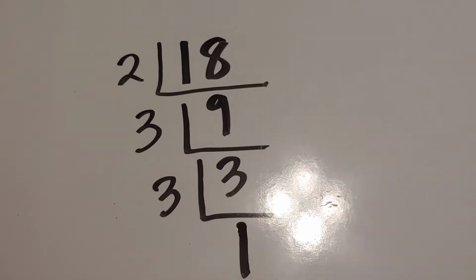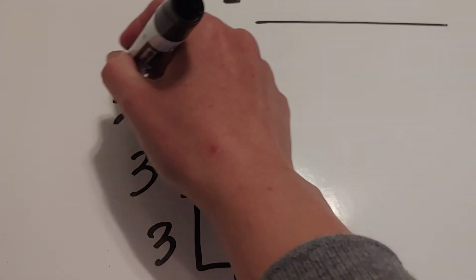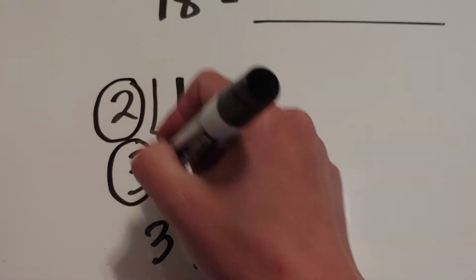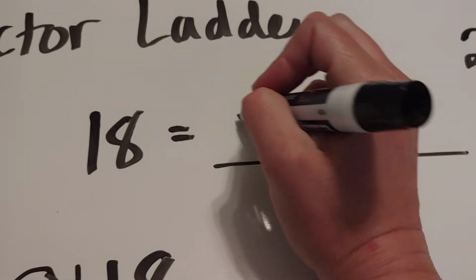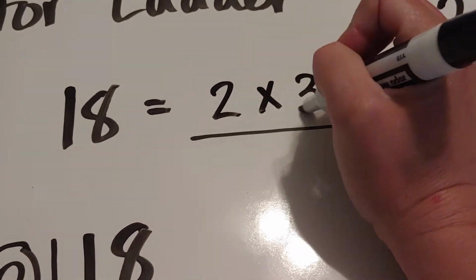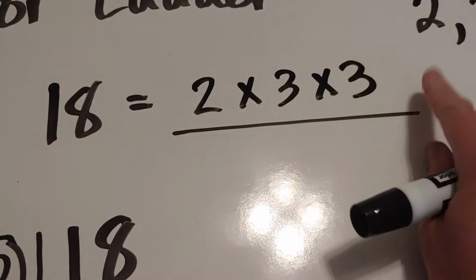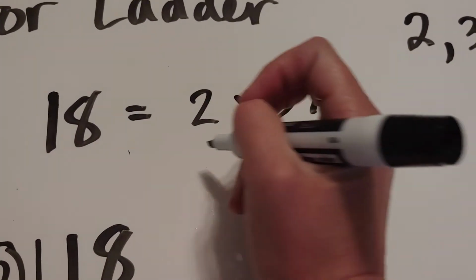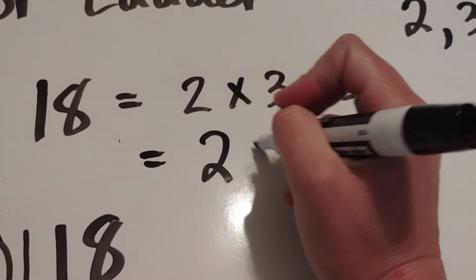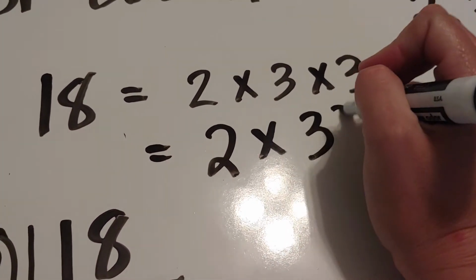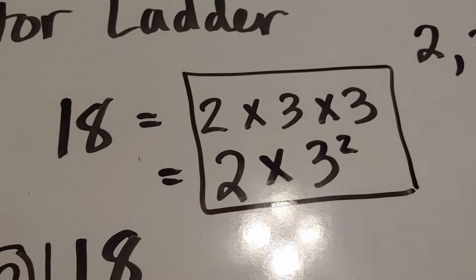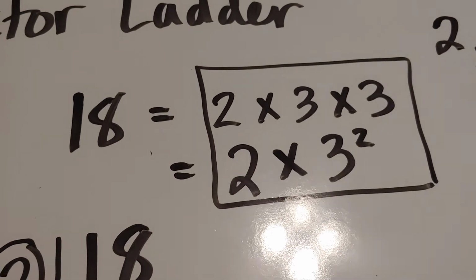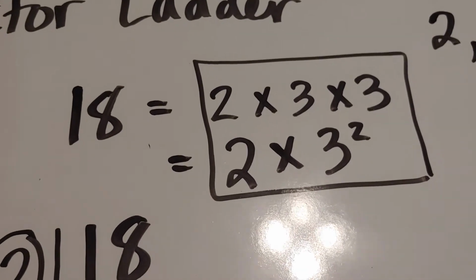Now, my answer is 2 times 3 times 3. So the prime factorization of 18 is 2 times 3 times 3, or using exponents, it would be the same thing as 2 times 3 squared. Both of these work. Let's try another one so you can see some variation.